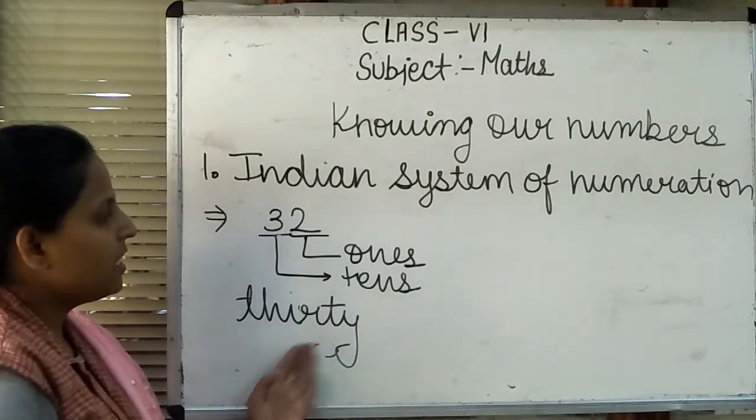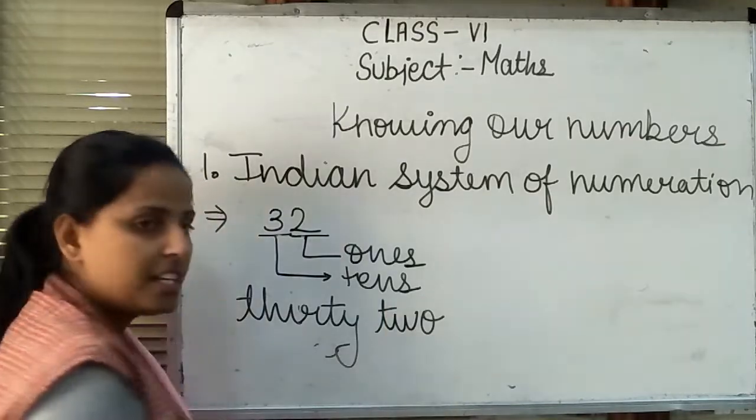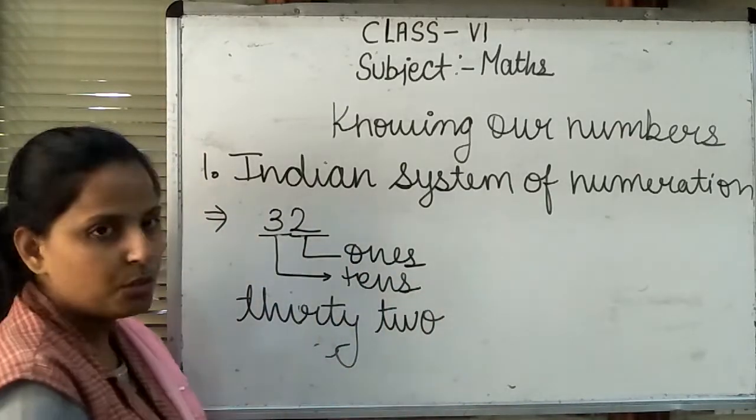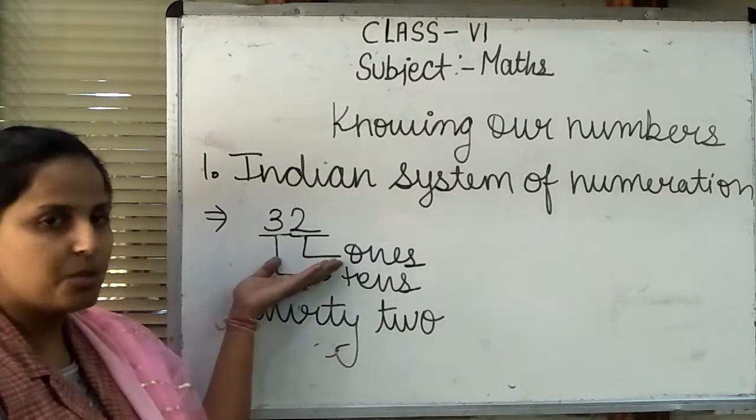Now this one is 30. After that, 2 is here. So now the ones digit is always read as 1, 2, 3, 4, 5. Similarly, we write here 2. So now this one is 32. The number is easily written for the two digits.